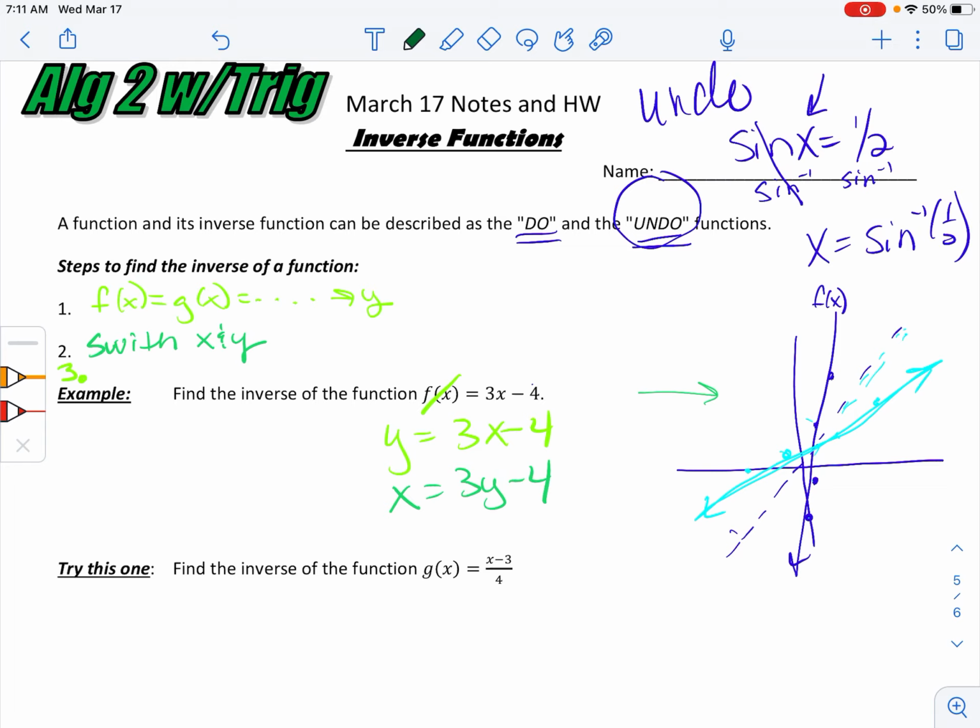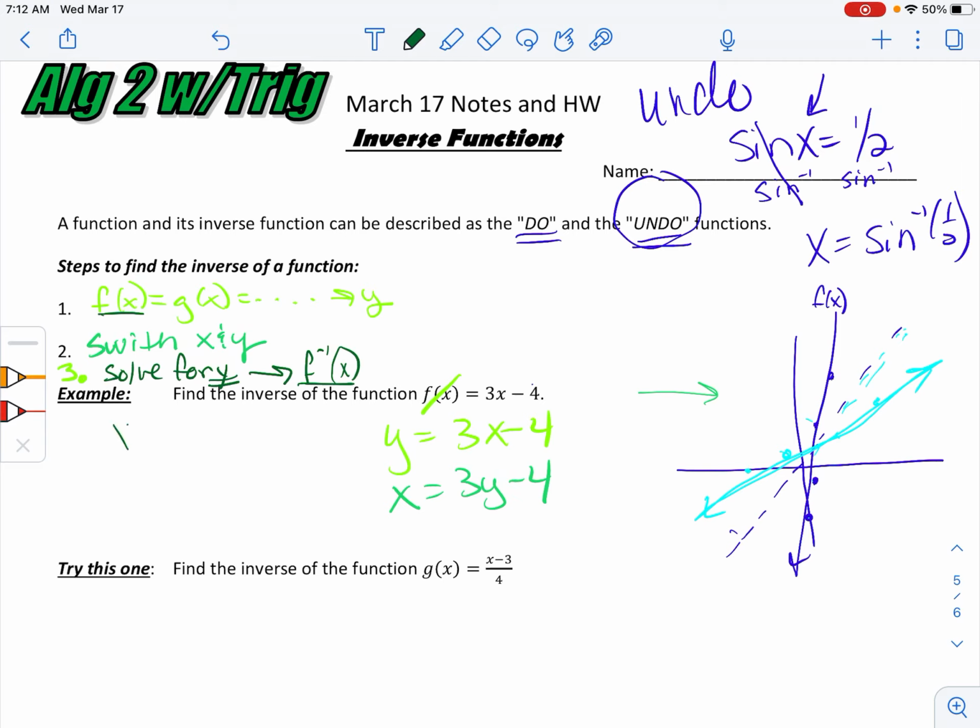Okay, so step 3 is now solve for y. So get y by itself. And once you do, you're going to write it with the appropriate notation as an inverse. So if it was g of x, you're going to put g inverse of x. If it's f of x, you're going to write f inverse of x. Whatever your notation was, you're going to rewrite it as this inverse notation. So we're going to have f of x raised to the -1, or whatever it was called.